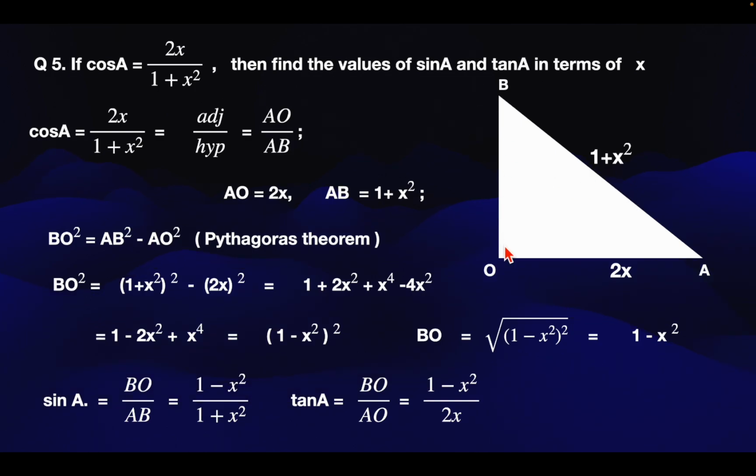Now let's find the opposite side of A. Use the Pythagoras theorem. So OB square is equal to AB square minus OA square. Substitute and simplify, you will get BO as 1 minus x square. So this side is 1 minus x square. Now let's find out sin A. They are asking sin A: opposite side upon AB, so 1 minus x square upon 1 plus x square. Then they are asking tan A. Tan A is again opposite upon adjacent, that is 1 minus x square upon 2x.